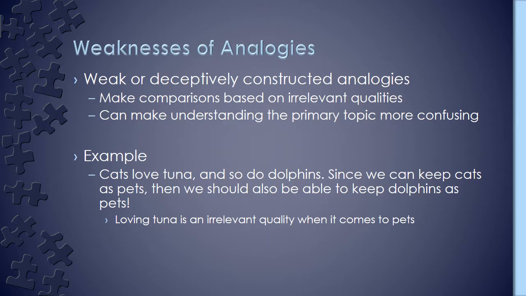Another example here: cats love tuna and so do dolphins. Since we can keep cats as pets, then we should also be able to keep dolphins as pets. Well, loving tuna is an irrelevant quality when it comes to pets. This is an inane and pointless analogy because it doesn't really help us understand what it would mean to keep a dolphin as a pet. It's just taking some very basic, meaningless similarity and using it as the basis for an argument based on analogy.